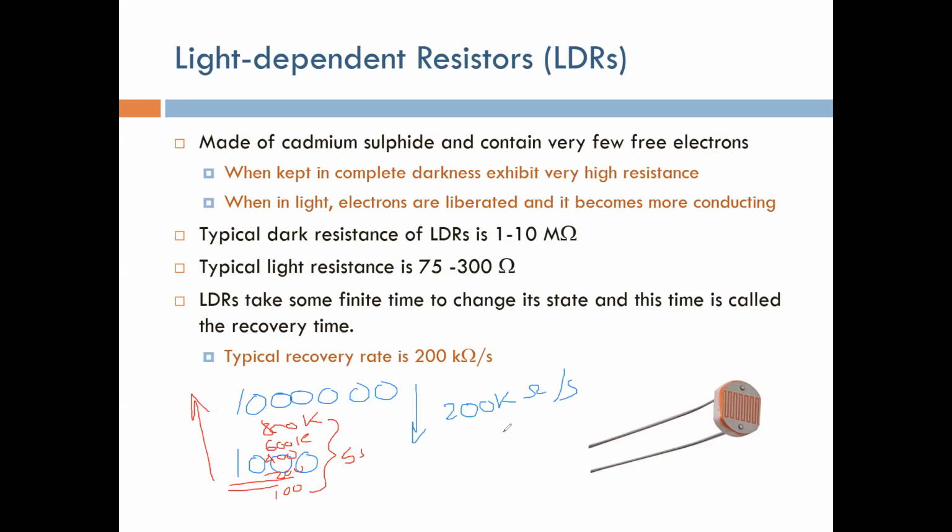The recovery time applies to moving this way and that way. That change is not instantaneous, so you need time for the resistance to change, from dark to light or light to dark. This has to be kept in mind because some applications need a faster response time. This is a type of nonlinear resistor because it depends on something you have no control over. If you're flowing a certain current, the voltage will change depending on the light, which is a very different thing. It has nothing to do with your current, and that's why we call it a nonlinear resistance.